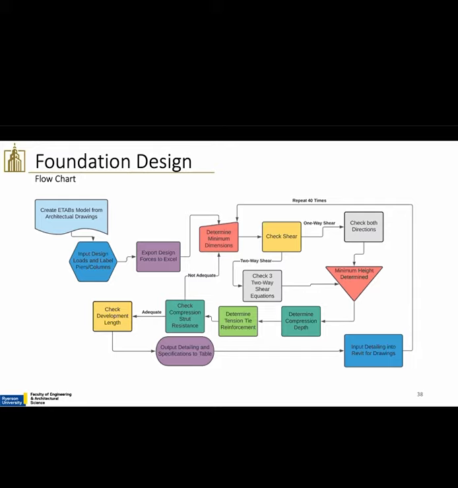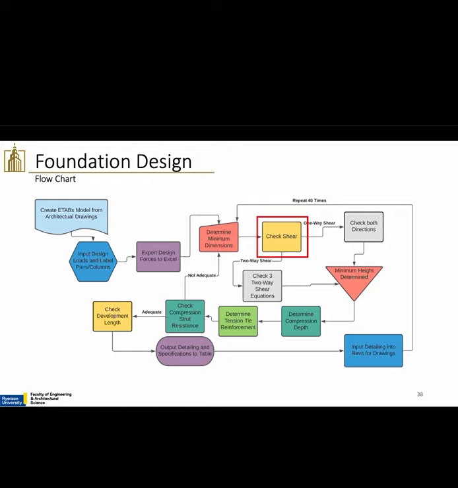Now, for the foundation design, we have this flow chart. We created our ETABS model from all the architectural drawings. We input design loads, as mentioned before, and we labeled the piers and columns to get the forces. After we got these forces, we exported them to Excel. This allowed us to determine the minimum dimensions, which was usually covered by the SLS capacity.